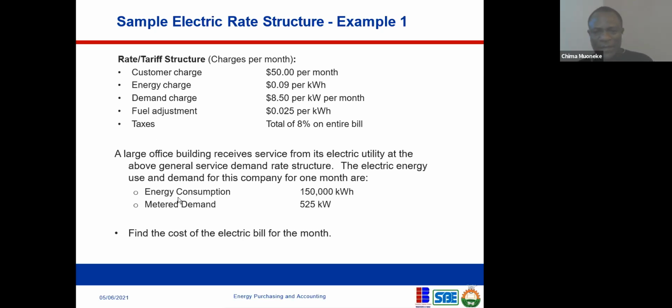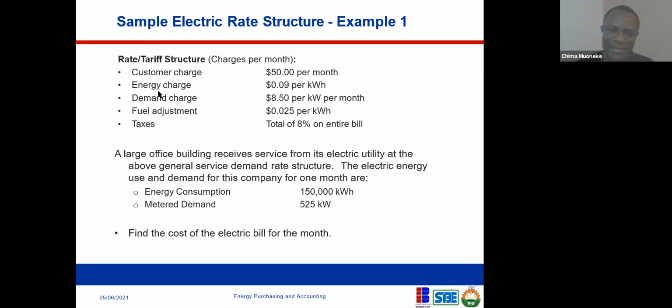I just want to give a little explanation before I go into the solution in the next slide. Here we need to determine the demand charge, because there's a demand charge here, and the demand charge is $8.5 per kilowatt. So we're going to multiply this 8.5 by this metered demand, 525. Okay. So if we multiply it, then we now have our demand charge.